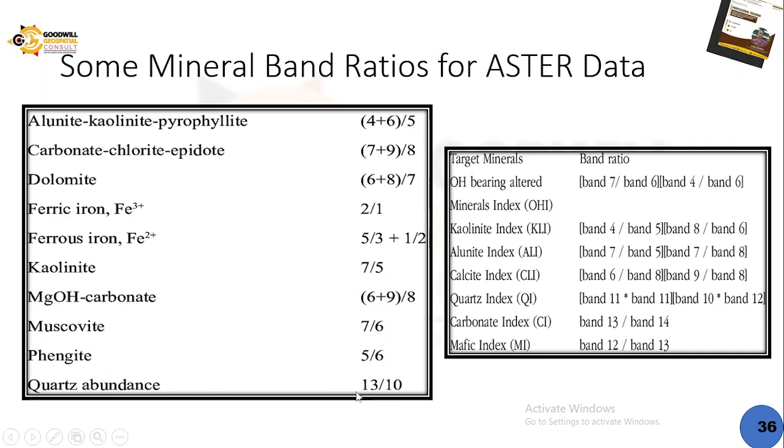It can really tell us the quartz bearing rocks. So you look out for the brightest areas when you divide band 13 by band 10. The brightest areas, the purest, brightest areas represent quartz. Mafic index, if you want to map mafic units in the ASTER data, use band 12 over band 13. Carbonate index, band 13 over band 14. Then if we want to map oxide bearing altered rocks, use this equation.